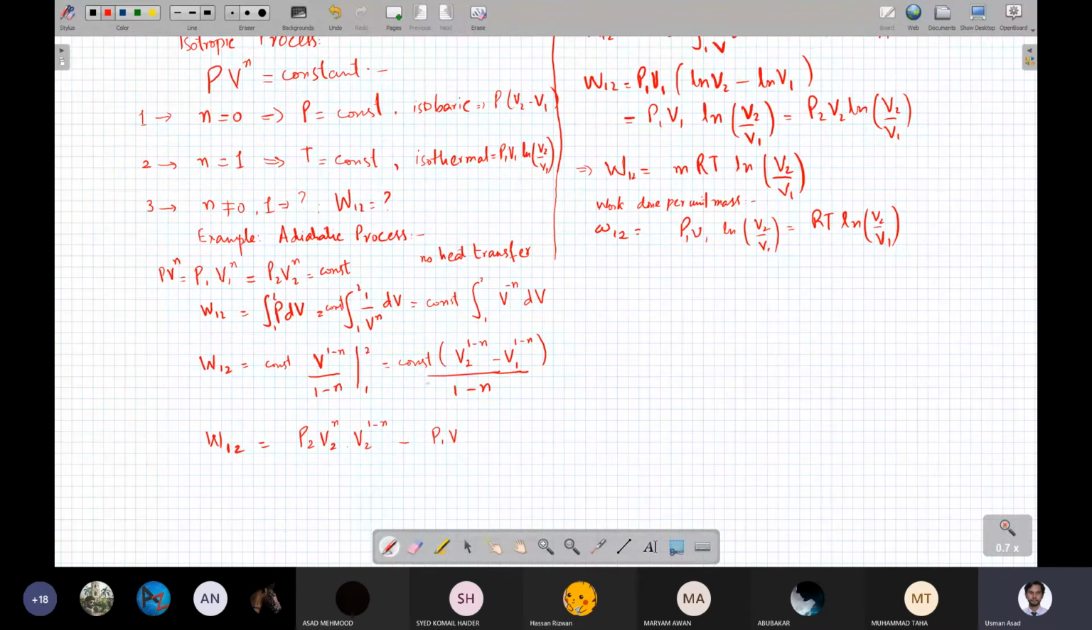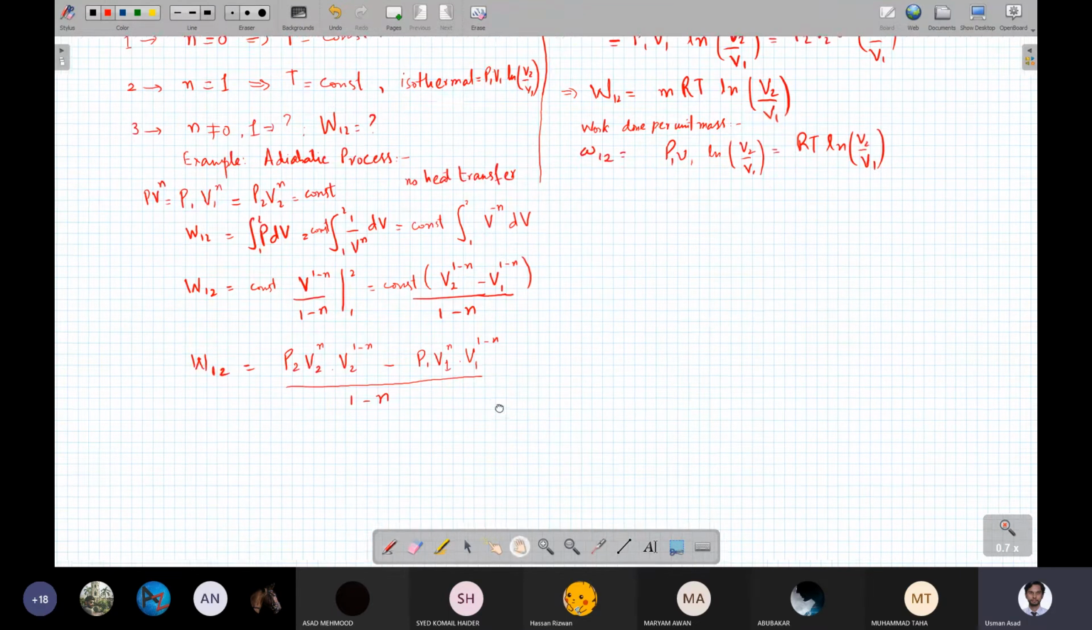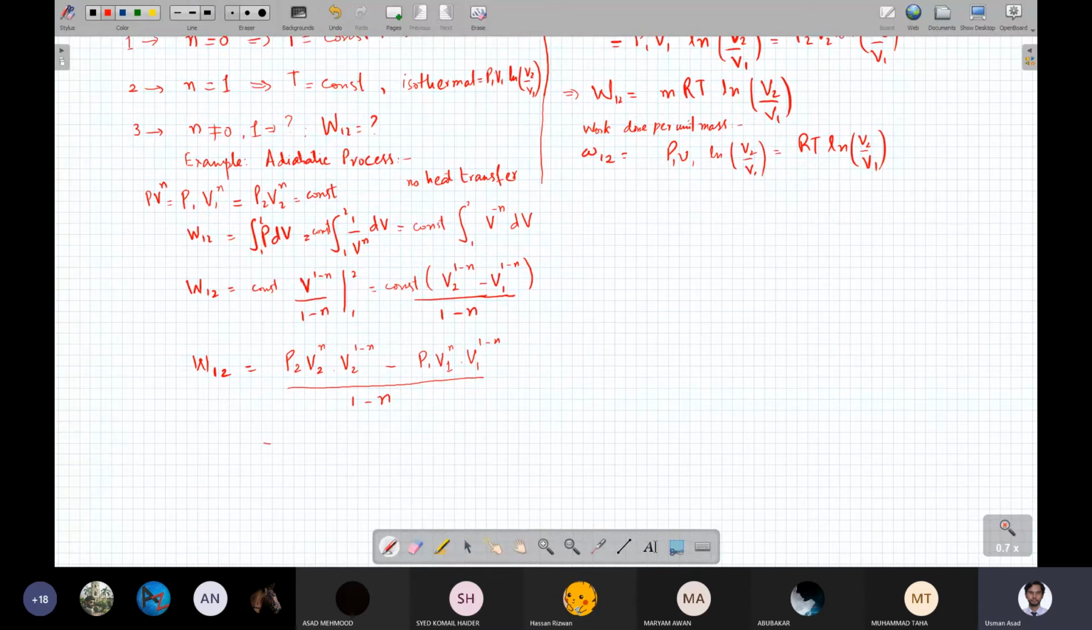The second term is going to become p1 v1 raised to the power n multiplied by v1 raised to the power 1 minus n, and of course you're still dividing everything by 1 minus n. Okay? So what is the product of v raised to the power n multiplied by v raised to the power 1 minus n? v raised to power 1. Right? So n minus n cancels out. And this reduces to a much nicer looking equation, p2 v2 minus p1 v1 divided by 1 minus n.